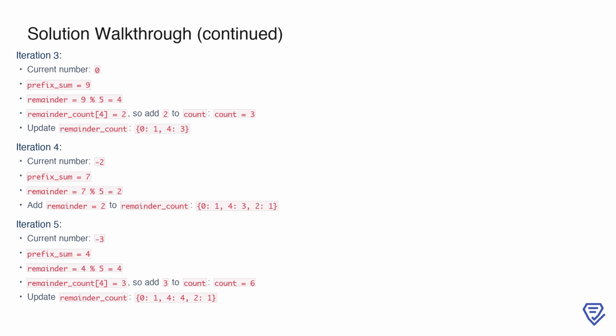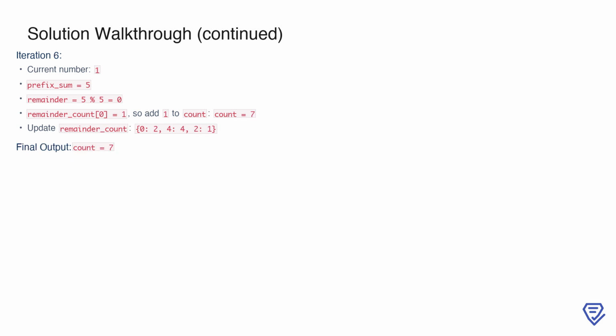For the fifth number, -3, prefix_sum updates to 4. The remainder is once again 4, and remainder_count shows that this remainder has occurred 3 times previously. This tells us there are 3 subarrays ending here with a sum divisible by 5. We add 3 to count, which now becomes 6, and update remainder_count to 0, 1, 4, 4, 2, 1.